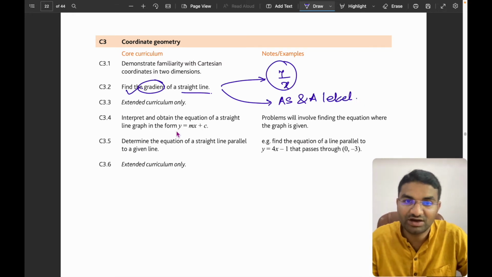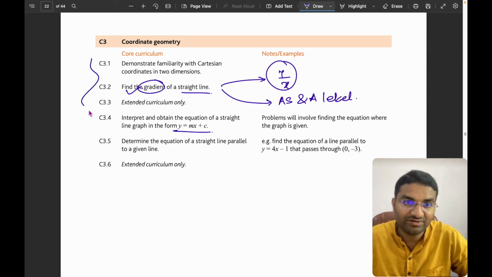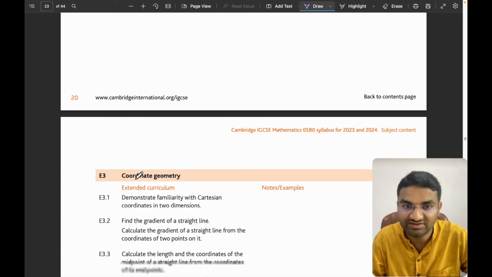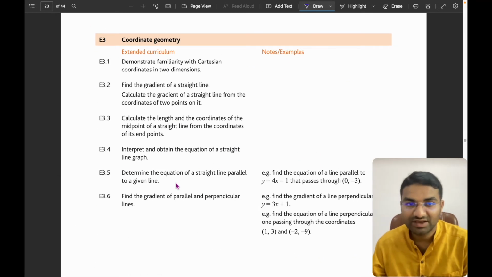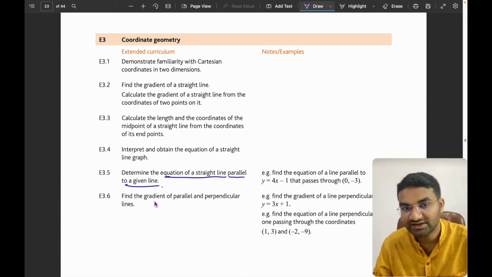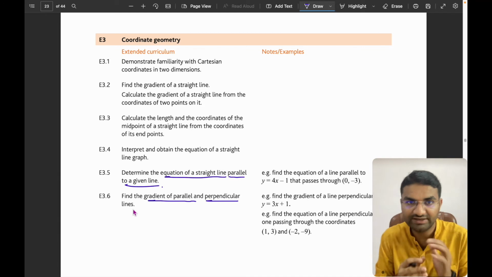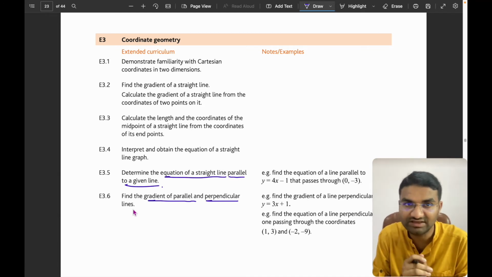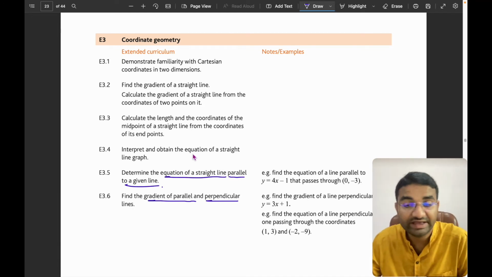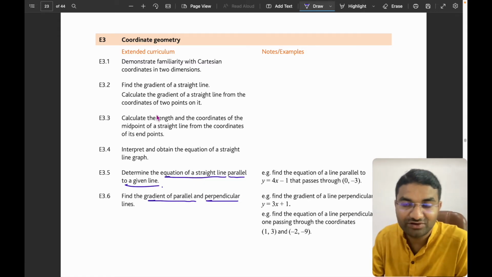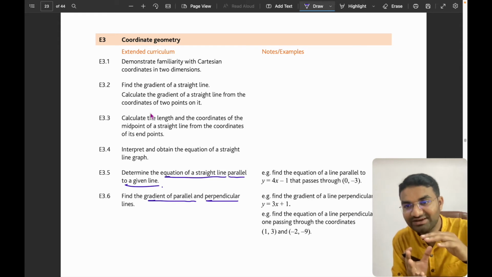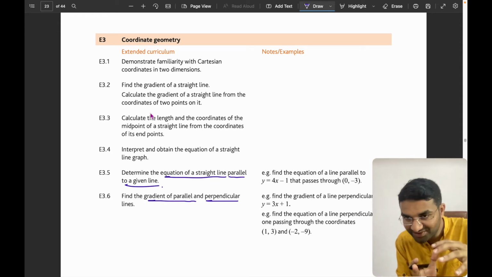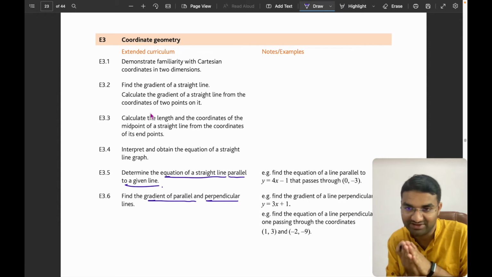So interpretation of a graph in terms of y is equal to mx plus c. Apart from this core syllabus, for the extended syllabus, they have to determine the equation of a straight line parallel to the given line, and the gradient of parallel and perpendicular lines. These are the extra additional things for the core extended student. So extended students have to study both the core syllabus as well as the extended syllabus.